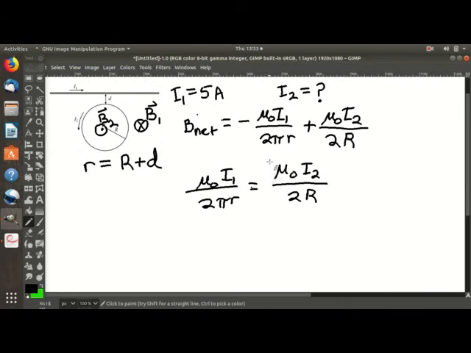So an easy step we can do is cancel out like terms on both sides. So I've got a mu naught on both sides. I've got 2 on both sides. Now I just need to solve this equation for I2. So if I multiply both sides by capital R, I end up with an expression that looks like this.